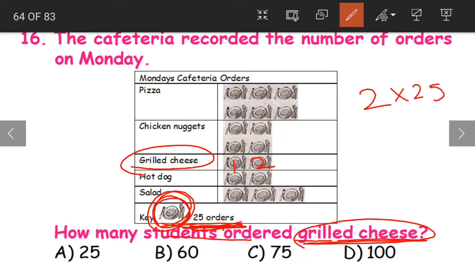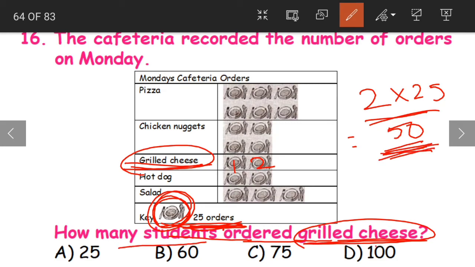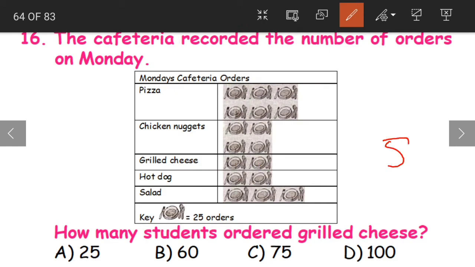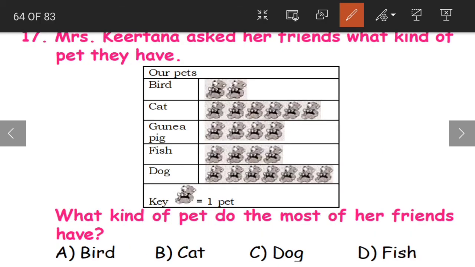25 into 2 is equal to 50. The total orders of grilled cheese are 50, children. So 50 children ordered grilled cheese. Option B is 50, so option B becomes our correct answer. 2 pictures, each is 25, so 2 into 25 is equal to 50. The number of students who ordered grilled cheese is 50.